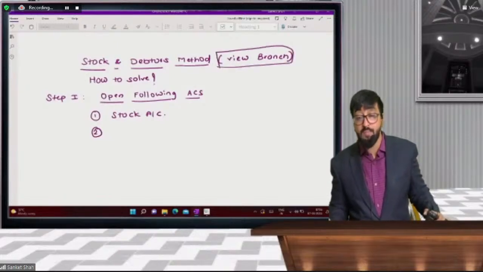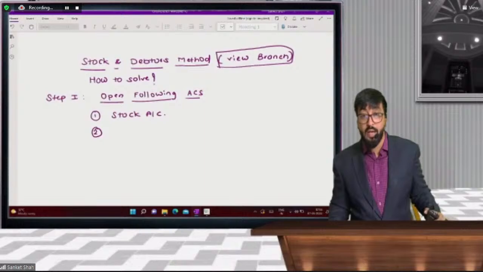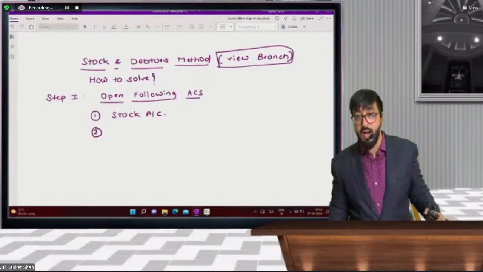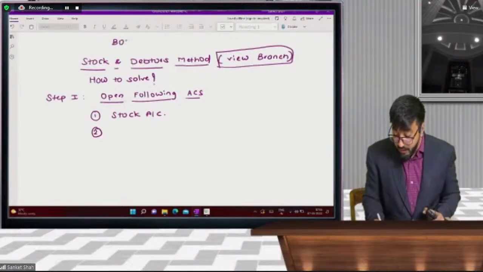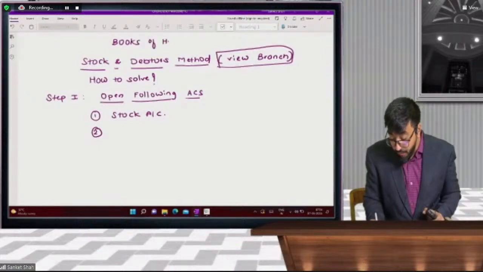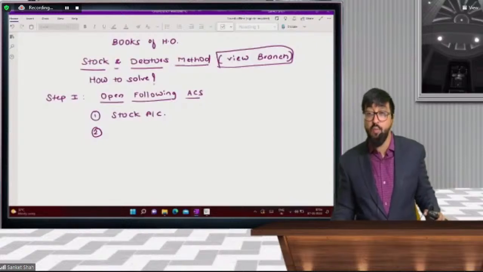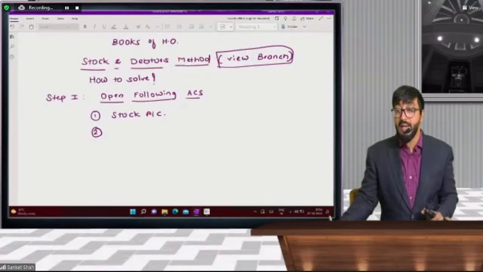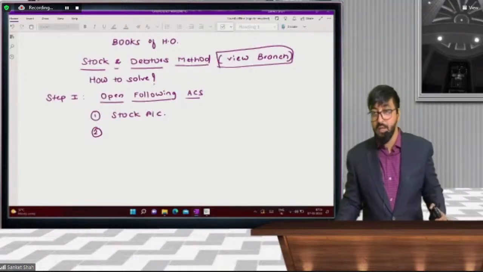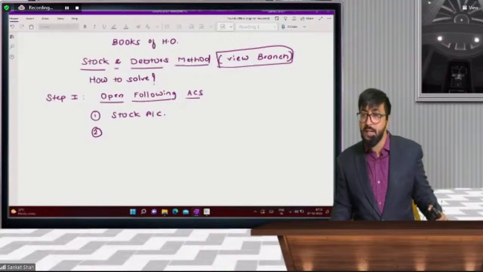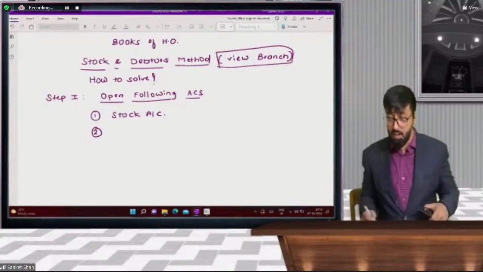Otherwise, you have to learn the pro formas by heart. So this is very difficult. That's why, ultimately, these are the books of HO, but we think from the branch view, therefore we are not opening memorandum accounts. So remember the logic in this way. Here is no memorandum debtors account, no memorandum petty cash account, but only a petty cash account and a debtors account. It's not memorandum. So here we are going to open only basic accounts, the stock account.